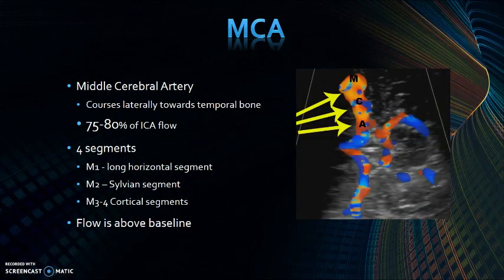All right, so beginning with your exam, you want to start in the middle cerebral artery. It courses laterally towards the temporal bone from the bifurcation of the terminal ICA. And it is a very important artery, as 75 to 80% of the internal carotid artery flow goes into the middle cerebral artery. It has 4 segments, but the one we pay attention to with Doppler would be M1, which is the long segment right before it reaches the sylvian fissure. And flow is above baseline when scanning this artery.